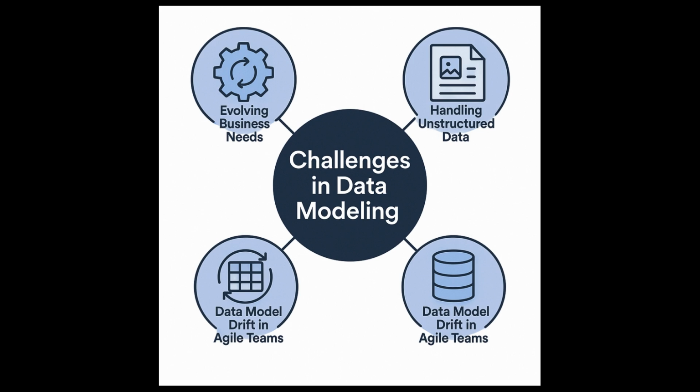While data modeling is foundational for good architecture, it's not without its roadblocks. Let's dive into some key challenges modern teams face. Evolving business needs. Business requirements don't stay still. They evolve, sometimes rapidly. What worked for your application 6 months ago might be completely outdated today. This constant evolution demands flexible, adaptable models. Rigid models struggle to keep up.